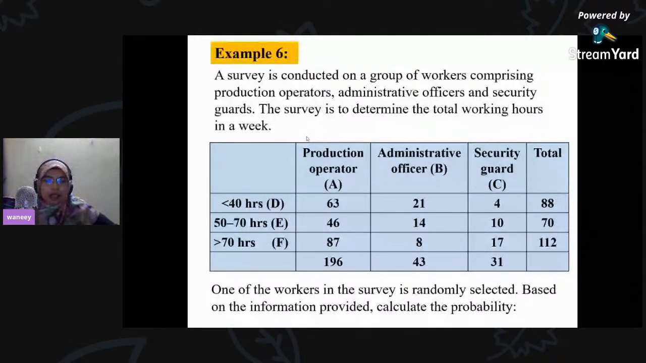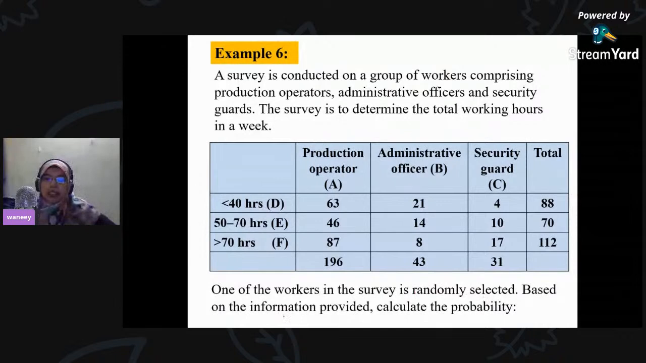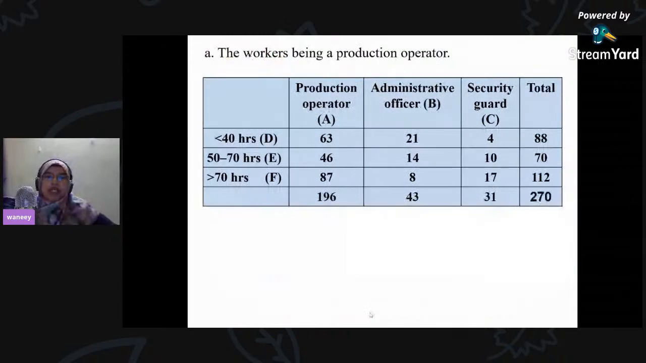Okay, so one of the workers in the survey is randomly selected based on the information provided. Calculate the probability. Okay, the first one, the worker being a production operator. So the first thing that you need to do is calculate what is the total number of workers. So you can either add them from here to here, or you can add them from here to here. So add everything, and do make sure you have the total number of workers.